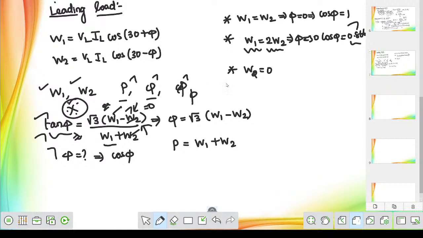Tan inverse of root 3 will become phi equal to 60 degrees. Then the value of phi will become 60 degrees, and the value of power factor cos phi will be equal to 0.5. That's it, sir.